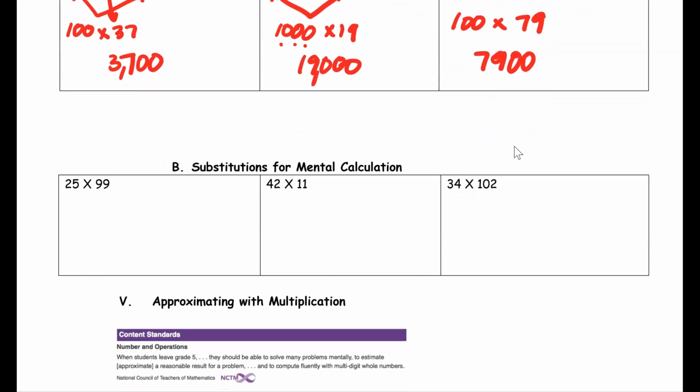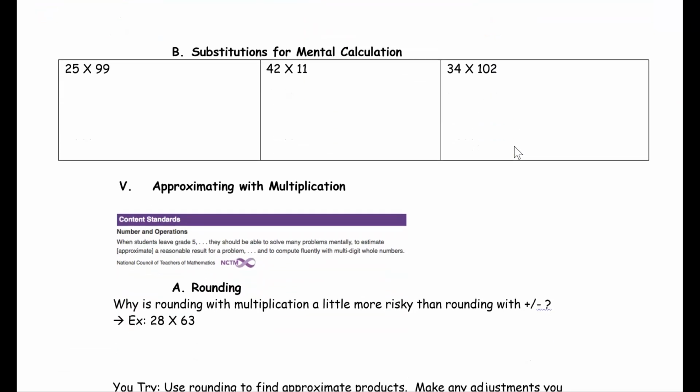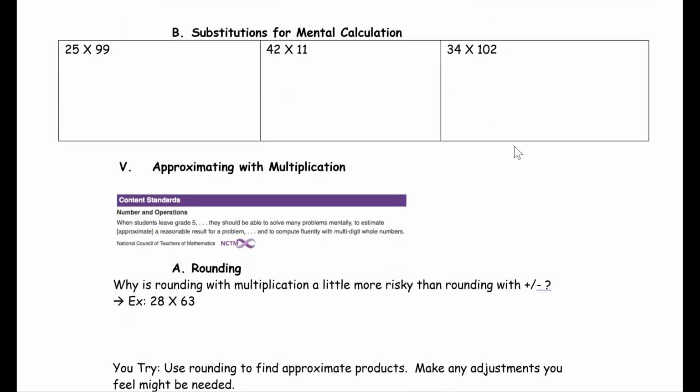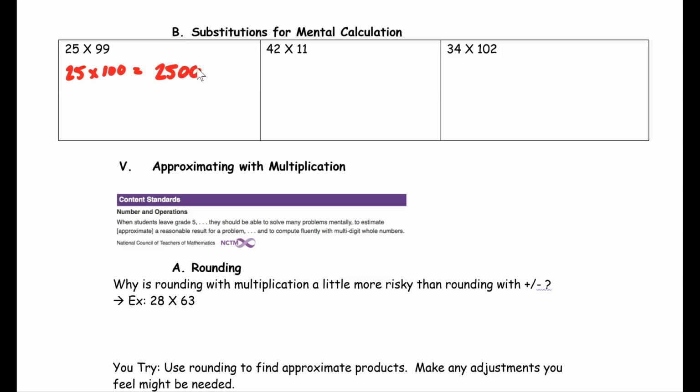Okay, so the next strategy I'm going to talk about is a strategy where we make substitutions. So take this first example, 25 times 99. That would take so much time if you had to work that out. But if you need to do this quickly, it would be so much easier to just multiply by 100, okay? If you multiply that by 100, you get 25 and 2 zeros.